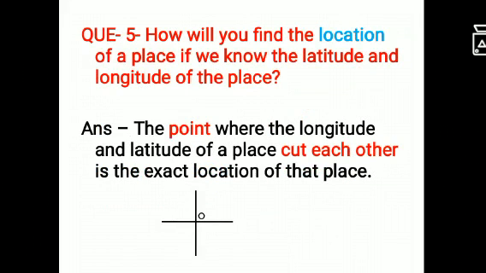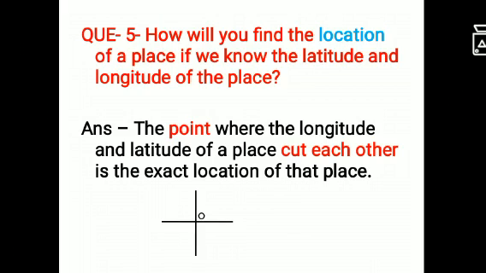Question 5. How will you find the location of a place if we know the latitude and longitude of the place? So mark the word location. When location comes, then the answer is the point where the longitude and the latitude of a place cut each other is the exact location of that place.